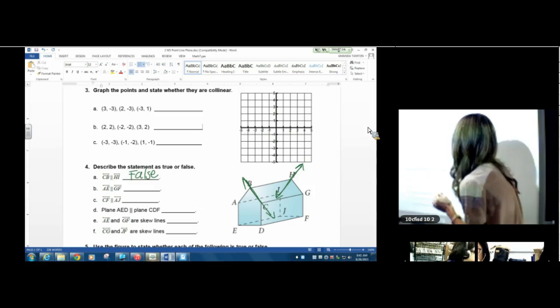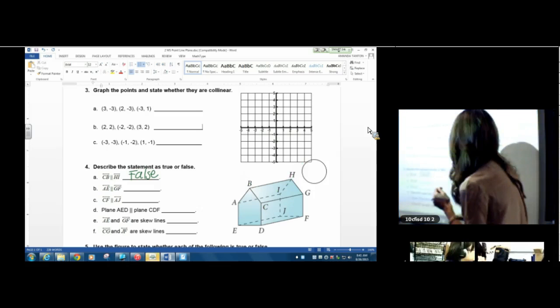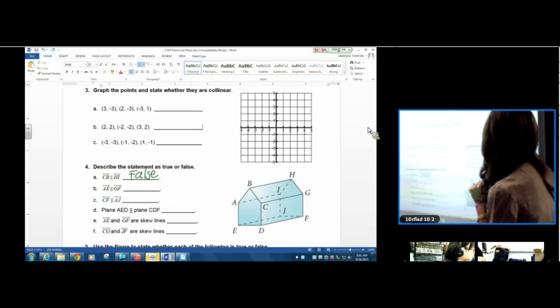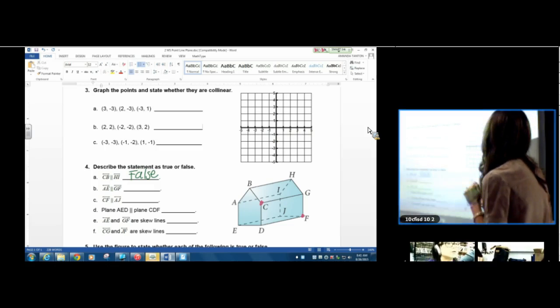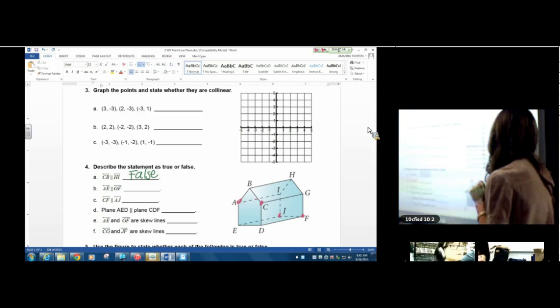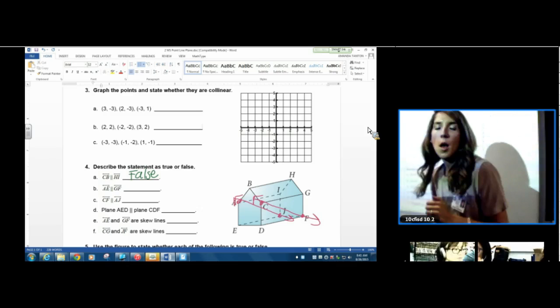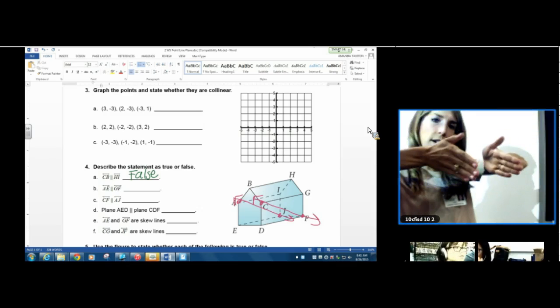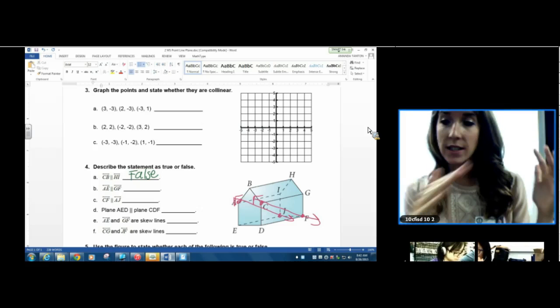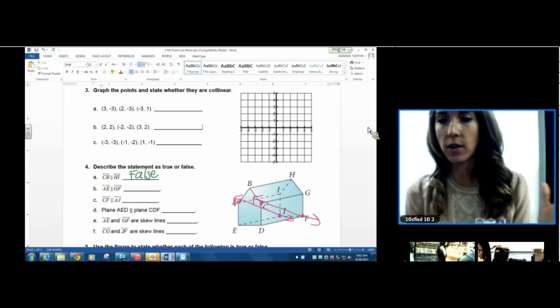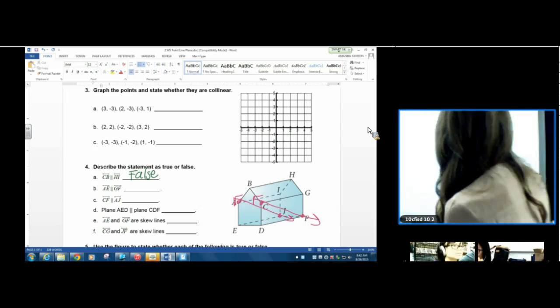4C. CF is parallel to AJ. CF and AJ. If you notice, those lines are going in the same direction, but they're in different parts of the figure, so they're never going to intersect. They're going in the same direction, but they're never going to intersect. So those are parallel lines.